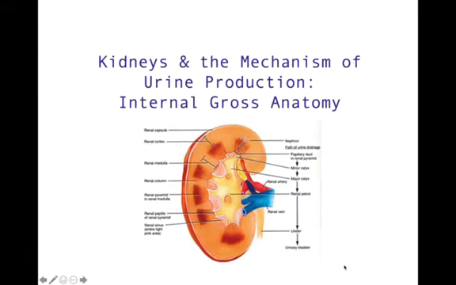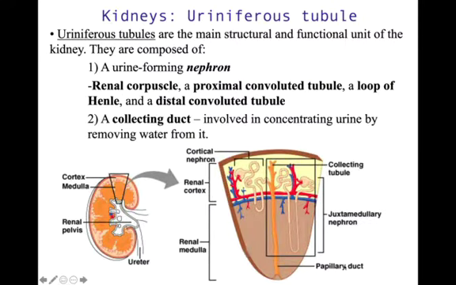So continuing on with the bottom portion of page 2 of this lab manual. Let's talk about the mechanism of urine production, and the internal gross anatomy of your kidneys. A little bit of background: we're going to focus on this small region, part of the cortex, and also part of the renal medulla, specifically one of these renal pyramids.